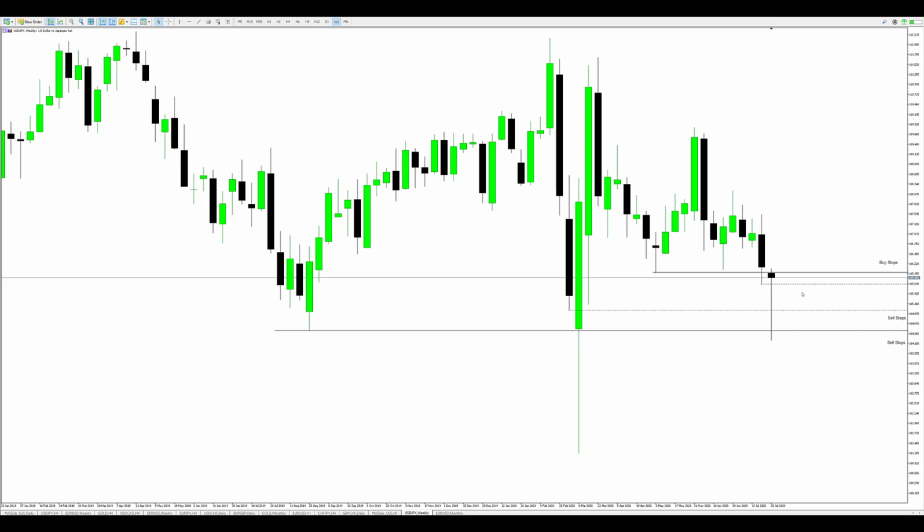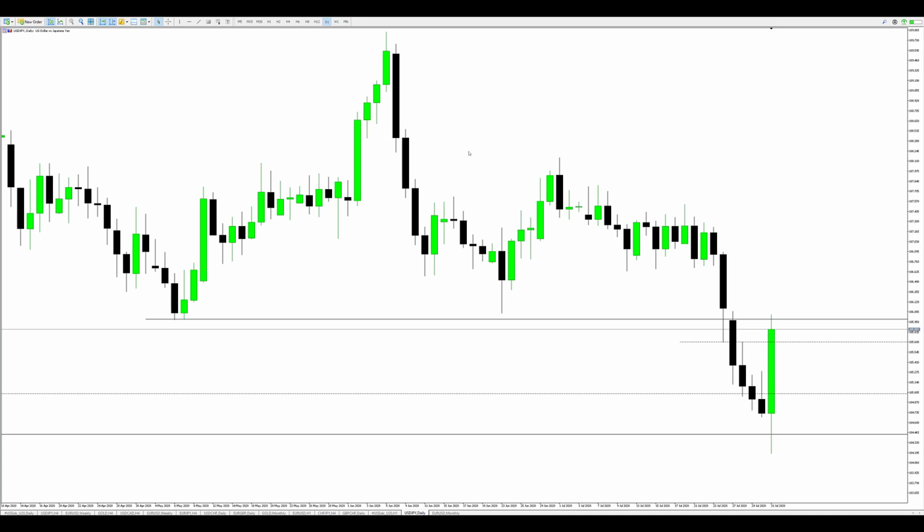USD/JPY also has to trade lower, so you'll be hunting for bearish order blocks, bearish rejection blocks, bearish fair value gaps on USD/JPY. That is what you're going to be hunting for. So once you come to a lower time frame, you see like now we are on a daily time frame. You can see we've got a fair value gap here.